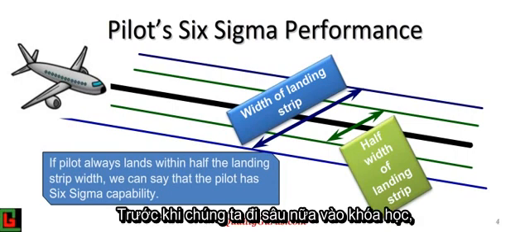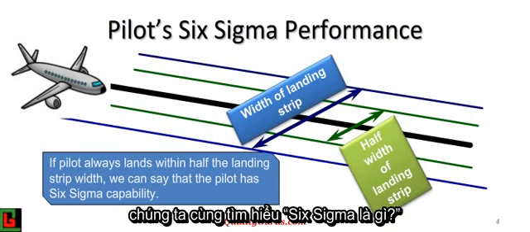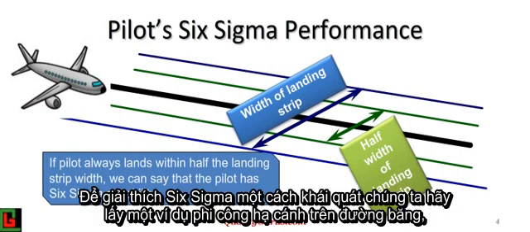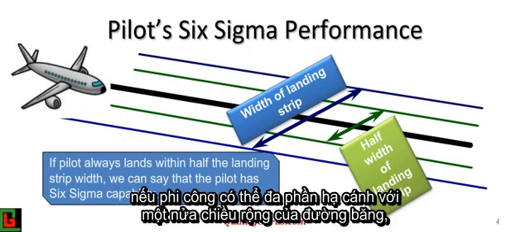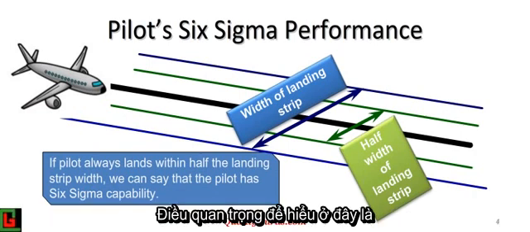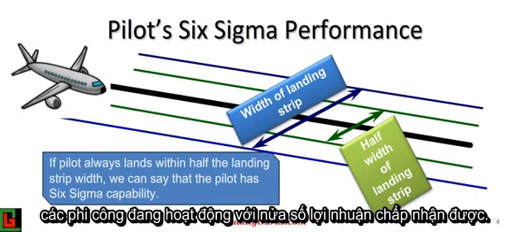Before we go any further into this course, let us understand what is Six Sigma. To explain Six Sigma in very general terms, let us take an example of a pilot landing on a landing strip. If the pilot is able to land on half of the landing width most of the times, then we can say that the pilot has Six Sigma landing capability. The key thing to understand here is that the pilot is operating in half of the allowable margin.